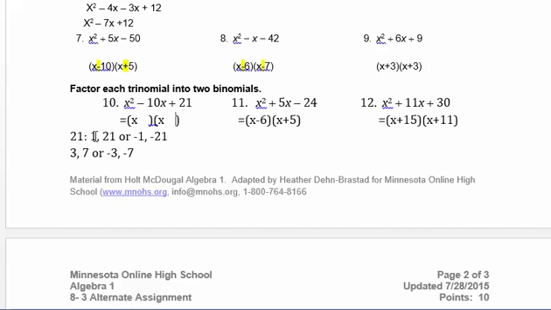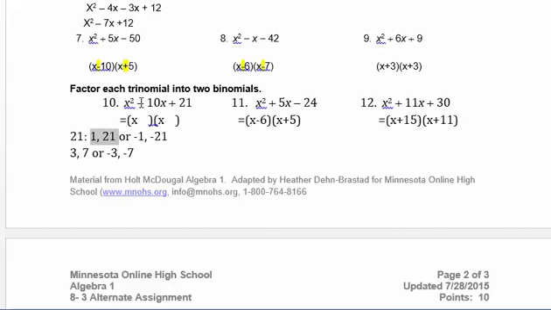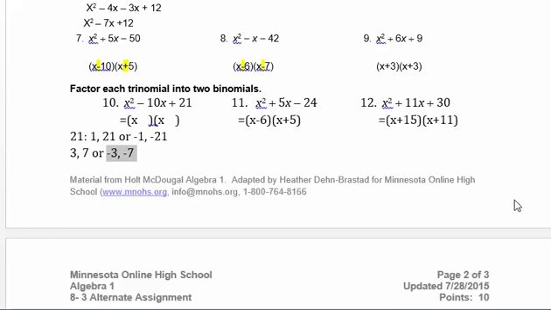So now to find out which one to use, 1 plus 21 is 22. 22 is not equal to negative 10. Okay? Negative 1 plus negative 21, that's equal to negative 22. That's not equal to negative 10. 3 plus 7 is 10. I'm getting closer. I want negative 10 though. Negative 3 plus negative 7 is negative 10.